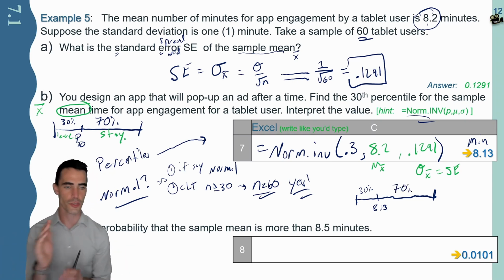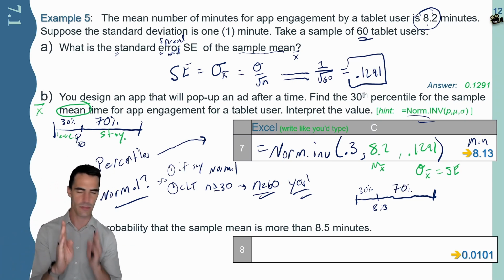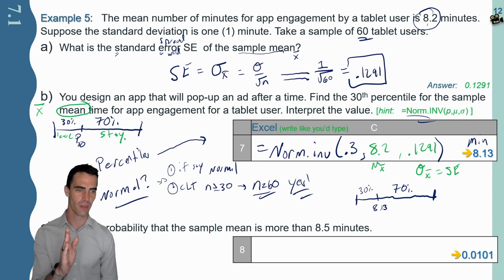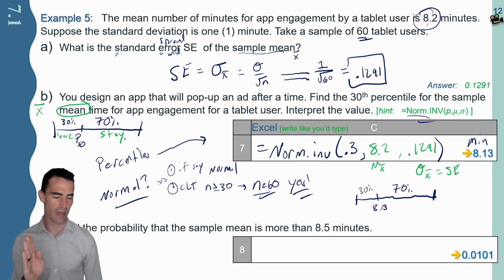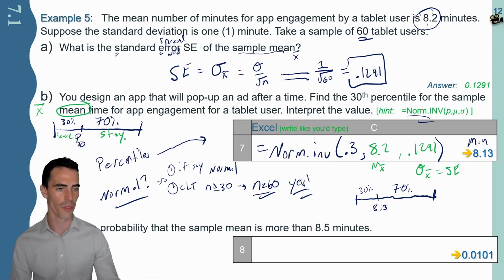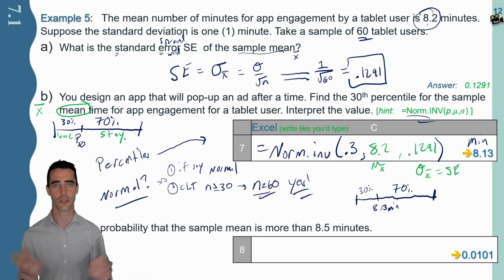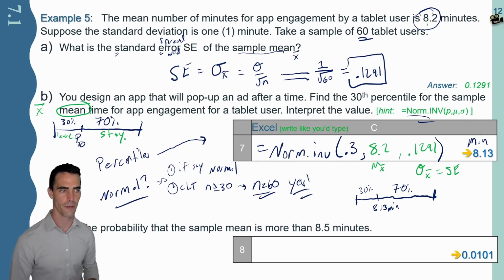Because again, with normal distribution, the average, the mean, is smack dab in the middle. It's the median. And so if I want to capture a bit more individuals, let me pull back that time, give an ad a bit sooner. 8.13 is a good mile marker, at least for us, to say that that's going to capture a good amount of our audience with a sample of individuals who are using our app on a tablet.